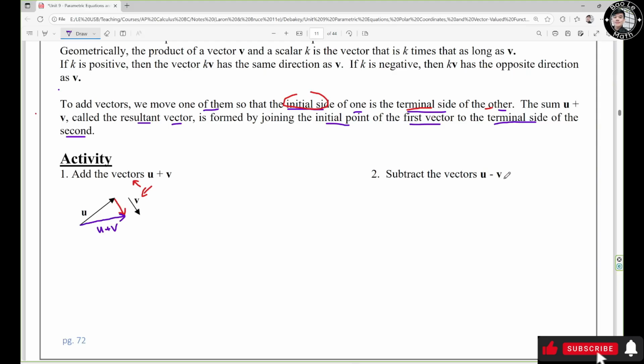Subtract the vectors u and v. Now, vector u minus vector v is the same thing as vector u plus negative vector v. Negative vector v has the opposite direction of vector v. So this is the vector v. Now, negative vector v should be this one.